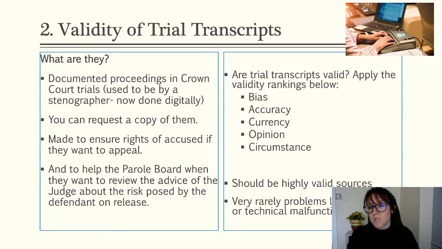Very rarely are there problems like poor sound or technical malfunctions, because again, it's a very straightforward recording. So it's not highly technical and normally goes completely to plan. My students didn't look at a case study for this one specifically because trial transcripts are things that we can't really get hold of. And generally, even if you did get hold of them, they would still follow those things.